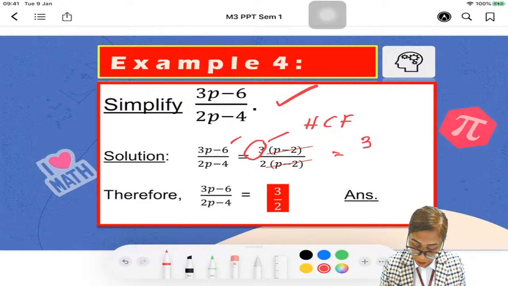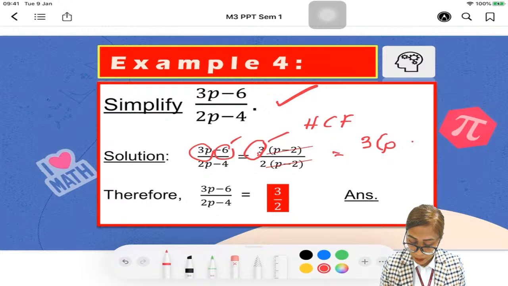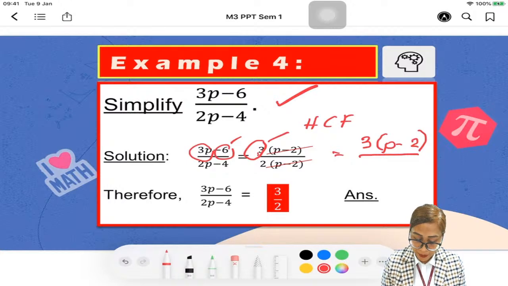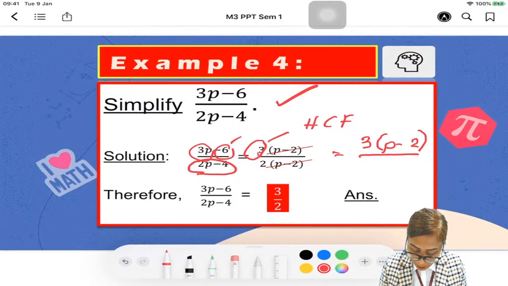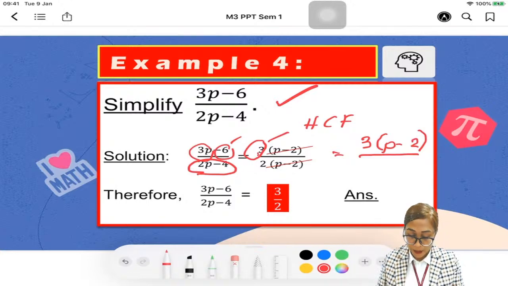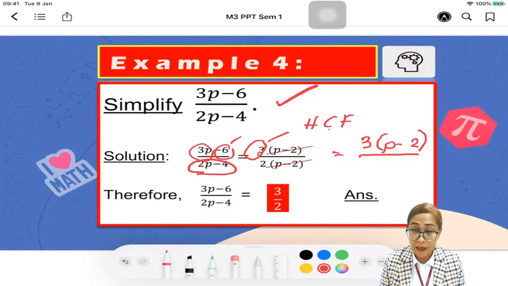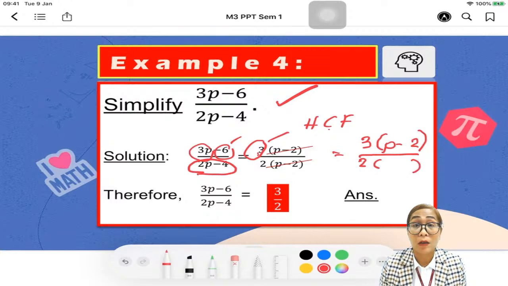So it's like this: 3, open parentheses, 3p divided by 3 is p, and then 6 divided by 3 is 2, so minus 2, close, all over. And then in 2p minus 4, students, in the denominator, take out the highest common factor, the HCF. So the common is 2. So take 2 out. So 2 is like this, and then open and close.